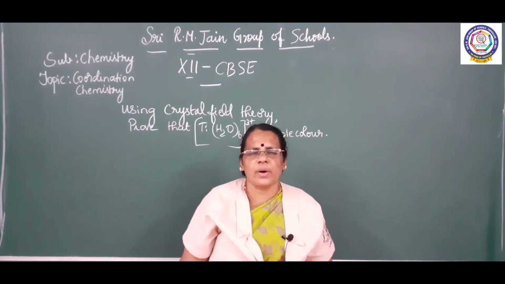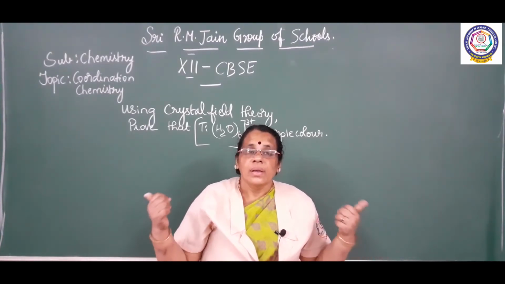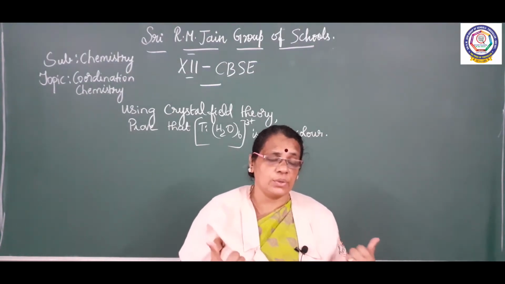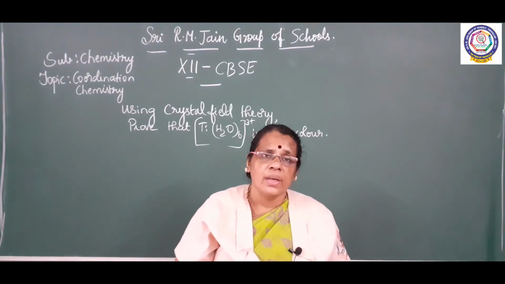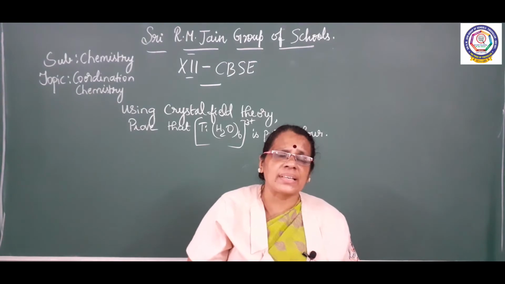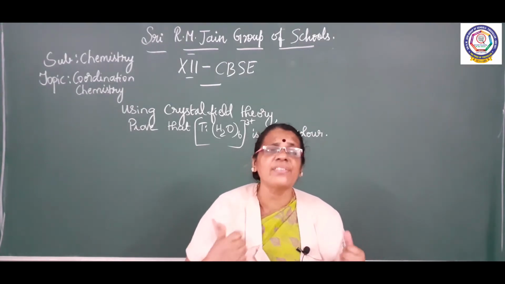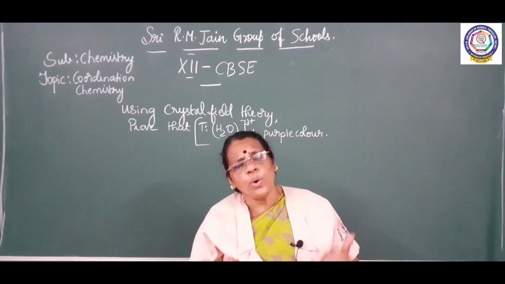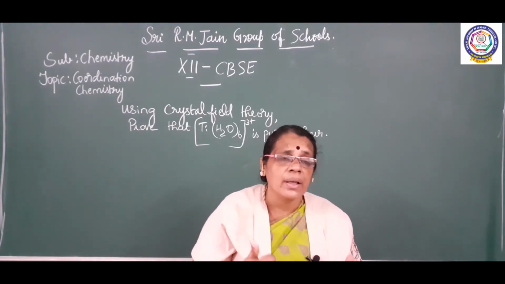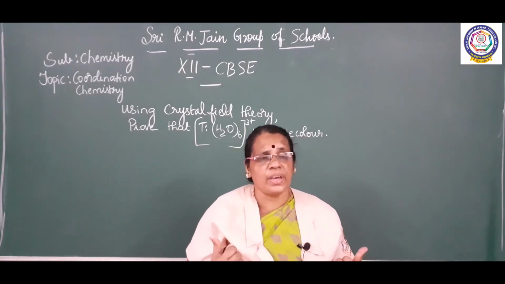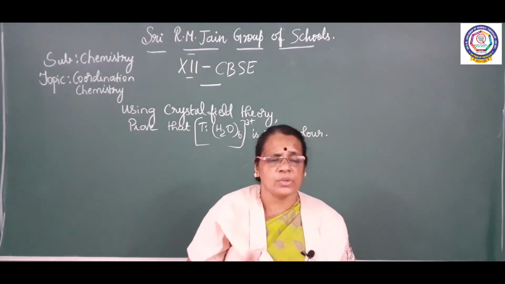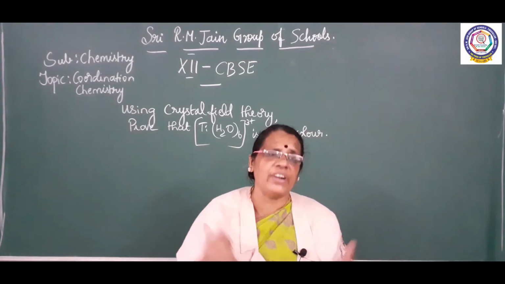Sri Gurubhyo Namah, children. Now we are going to discuss the color formation using crystal field theory. Using crystal field theory, we are going to say how complexes acquire color. What is the reason for the color of complexes? Usually we are talking about transition metals here, how transition metals acquire color in coordination compounds. As the transition metals are the central metal ion here, we are going to prove using crystal field theory how they acquire color.